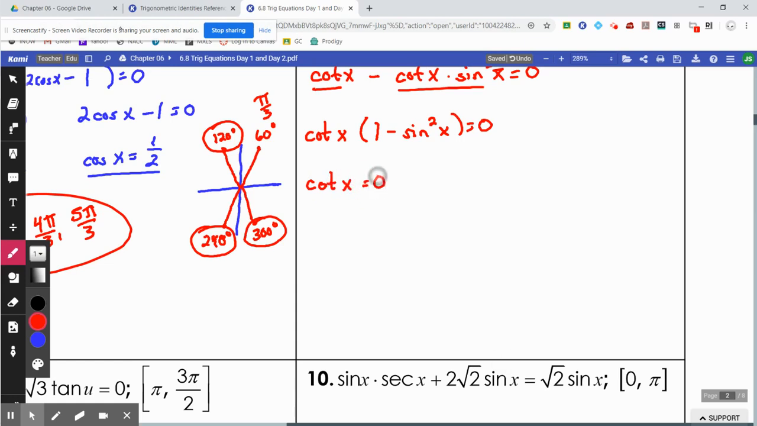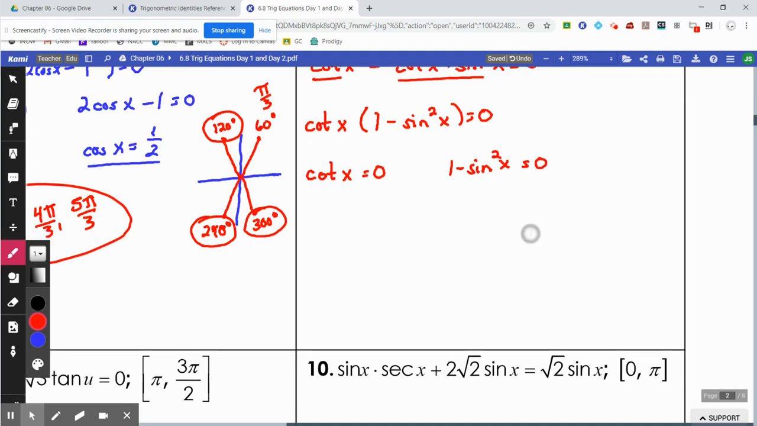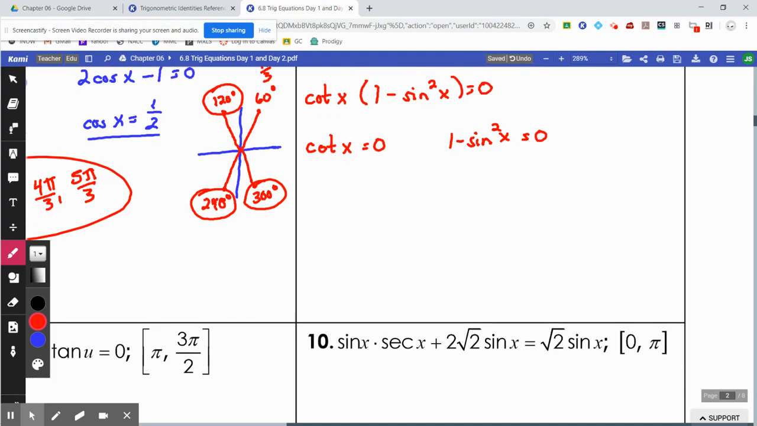Cotangent of x is equal to 0. 1 minus sine squared x is equal to 0. Now, if you wanted to, you could actually factor that again. You could do difference of squares right here and do 1 plus sine and 1 minus sine. If it's a perfect square there to where I can isolate that square, most of the time I'll just leave it like that. Now again, I don't like working with cotangent.